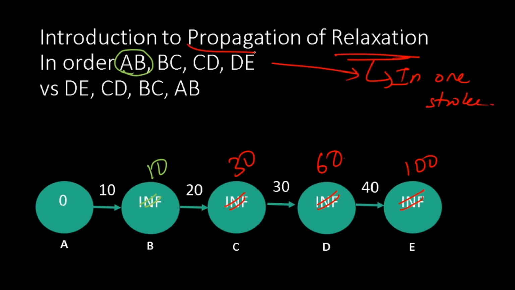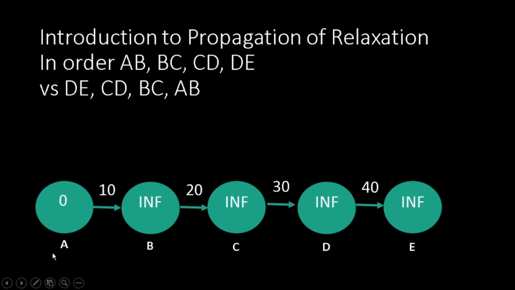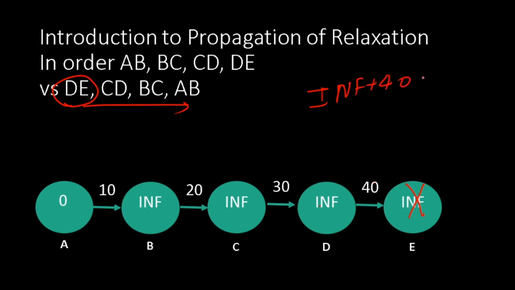So there was no concept of propagation. Instantaneously the relaxation propagated. But consider another case. Consider another order, DE. When you consider this order, the first time you try to relax, this won't be relaxed because infinity plus 40 is not less than infinity. Similarly, this won't be relaxed, infinity plus 30 is not less than infinity.